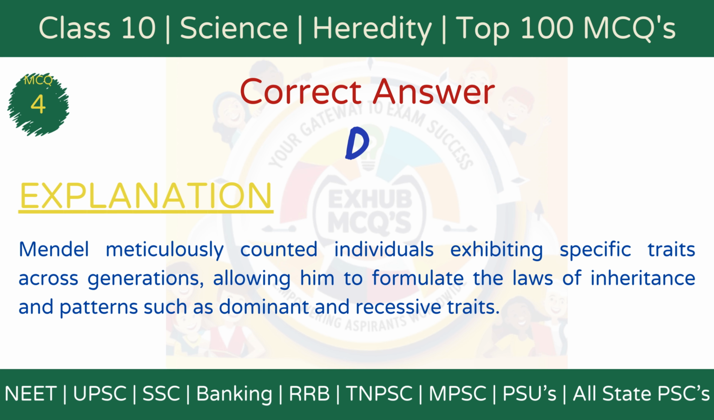The correct answer is option D, counting individuals. Explanation: Mendel meticulously counted individuals exhibiting specific traits across generations, allowing him to formulate the laws of inheritance and patterns such as dominant and recessive traits.